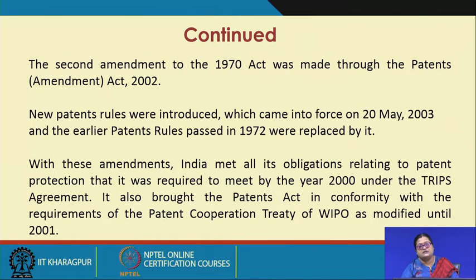The second amendment to the 1970 Act was made through the Patents Amendment Act of 2002. New patent rules were introduced, which came into force in May 2003, and the earlier patent rules of 1972 were replaced by them. With these amendments, India met all its obligations relating to patent protection that it was required to meet by the year 2000 under the TRIPS agreement. It also brought the Patents Act in conformity with the requirements of the Patent Cooperation Treaty of WIPO as modified until 2001. So, it got aligned with the TRIPS agreement and with the Patent Cooperation Treaty of WIPO gradually by two different amendments.